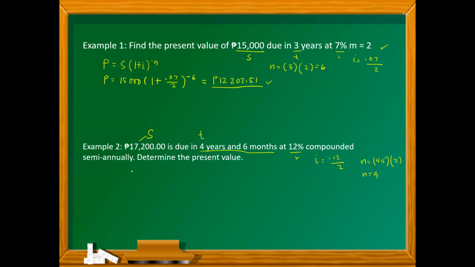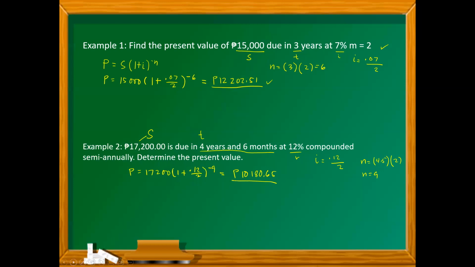So we have P equals 17,200 times quantity 1 plus 0.12 all over 2 to the negative 9. Putting all your values in the calculator and rounding off to the nearest hundredths, we'll come up with 10,180.65.